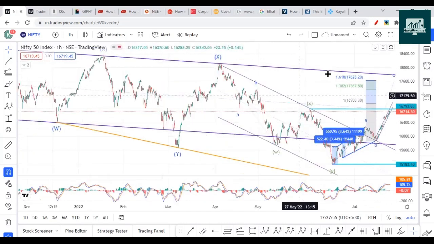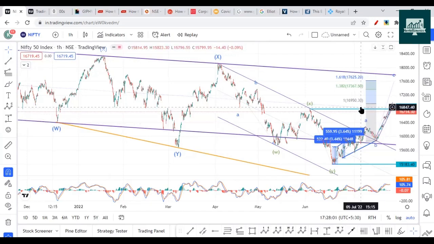So these are the levels that you need to watch for on the upside if it breaks 16,794. That is our case 2.